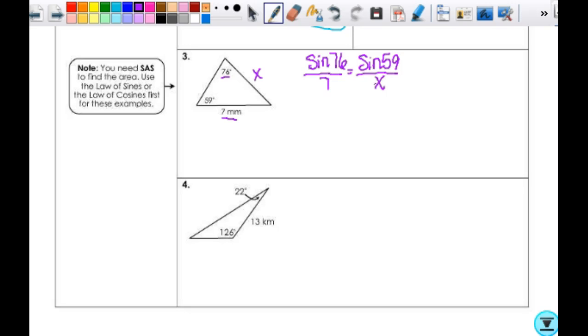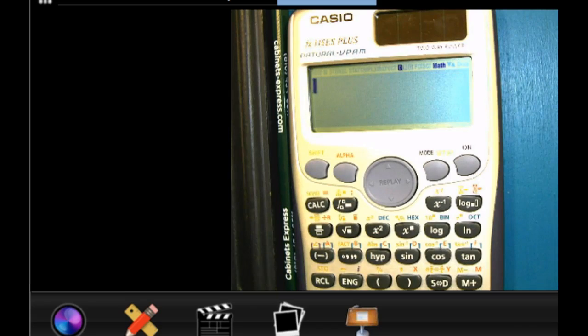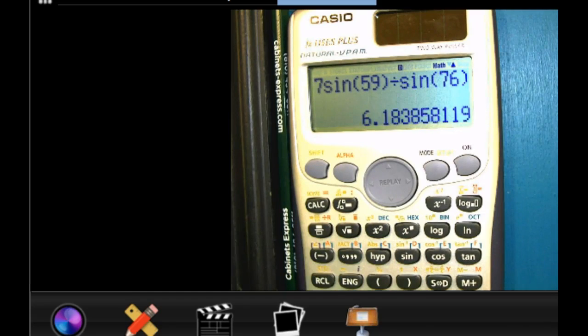Right. So then I'm going to cross multiply 7 times the sine of 59 divided by the sine of 76. That gets me what I called x. So what should I do with that? Store it. So I'm going to shift, store. I'm going to store it in x because that's what I called it. Is everybody okay with storing? Yes? So my x is taken care of.